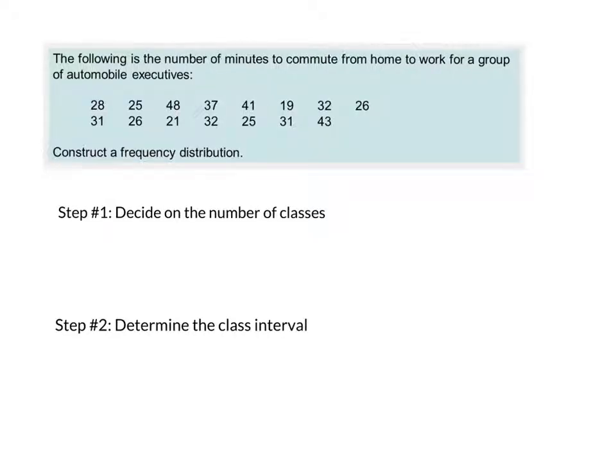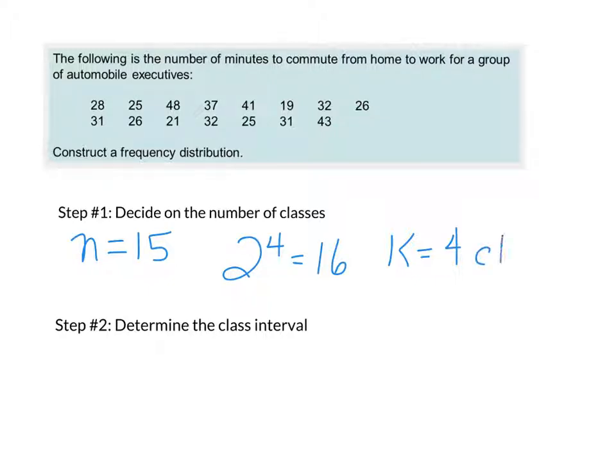Step number 1 in creating a frequency distribution is to decide on the number of classes. So when I look at my data, I see that I have 15 pieces of data. So I'm going to start at 2 to the power of 4. That would give me 16, which means that k is equal to 4 will work for the number of classes. So I'm going to have 4 classes based on my data.